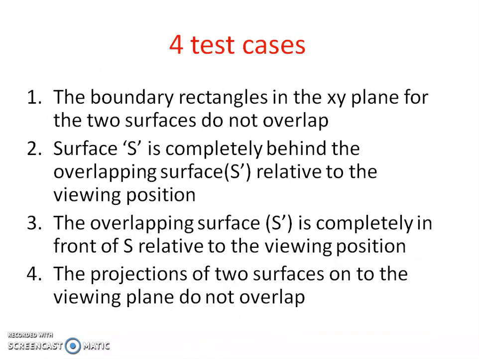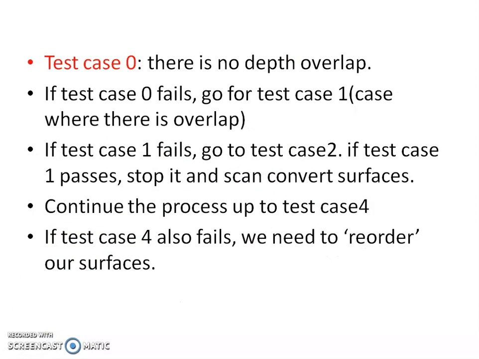Here, 4 test cases are there. Test case 1, the boundary rectangles in the xy plane for the two surfaces do not overlap. Second one is, surface S is completely behind the overlapping surface S dash relative to the viewing position. And the third test case is, overlapping surface S dash is completely in front of S relative to the viewing position, and the fourth test case is the projections of two surfaces onto the viewing plane do not overlap. If the four test cases fail, then we go to reorder the surfaces.